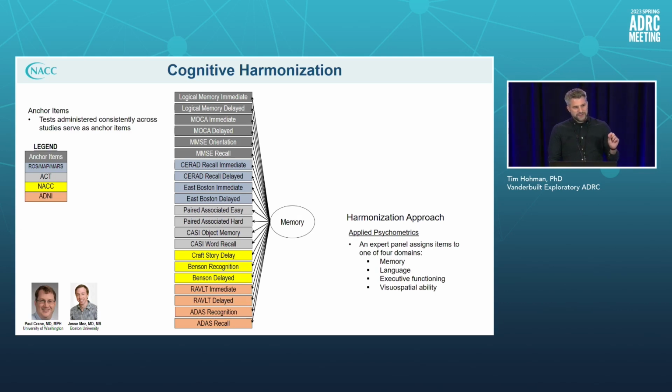Then they make a difficult decision about whether or not an item was acquired in the exact same way across studies. If it is, we can use that as an anchor, and we can build these nice latent variable models that give us composite measures of cognition that can be used for longitudinal analysis.